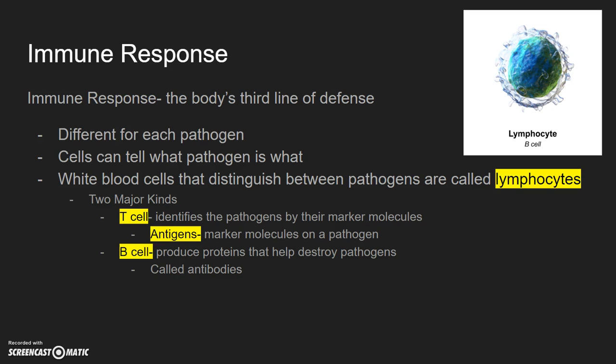The first is a T cell, which is basically your identifier. It identifies the pathogen based on its antigen, or its marker molecule. And then you have your B cell, which produces proteins that help destroy pathogens. Now, you might have heard of these. They produce what are called antibodies, and the antibodies actually prevent you from getting the disease ever again, and the pathogen will never affect you again.